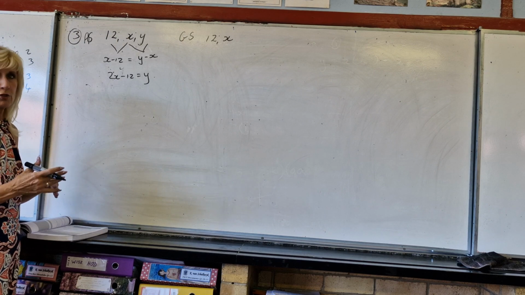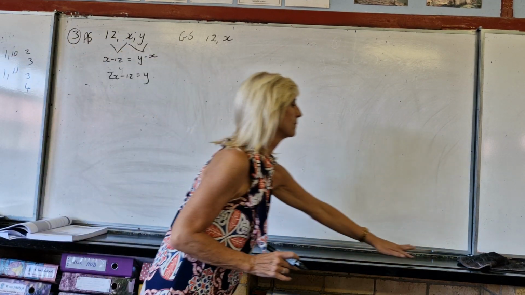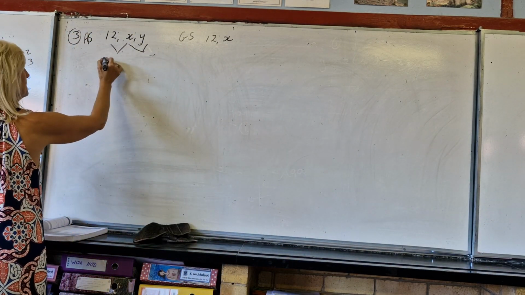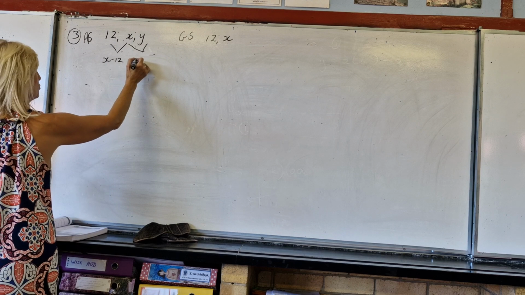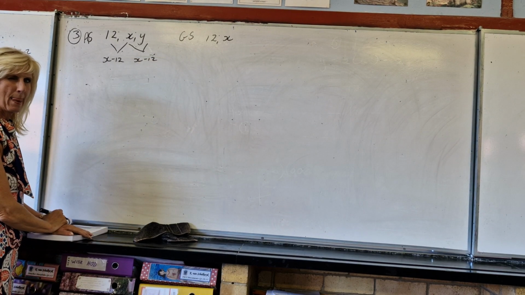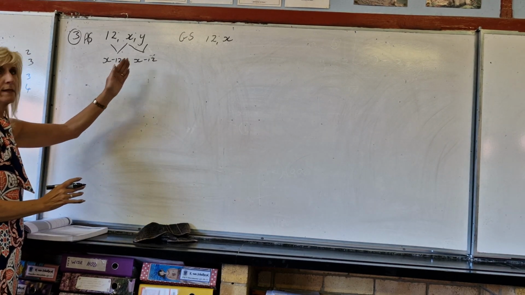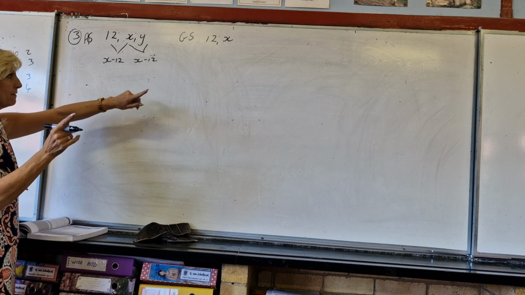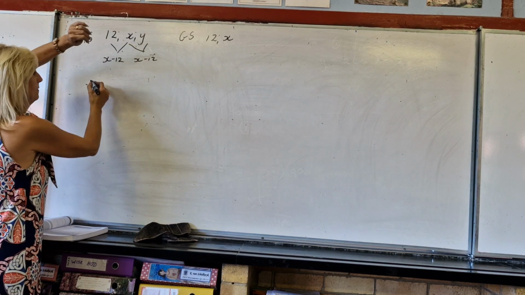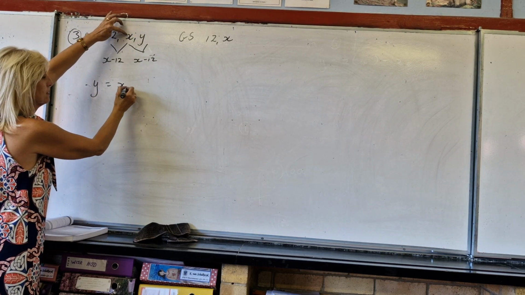Completely different approach. Let me erase that. If I'm saying this is x minus 12, then this should also be x minus 12. It is y minus x, but it should stay the same constantly as well. If I said that, then what is y? So to get y, I'm adding to x.